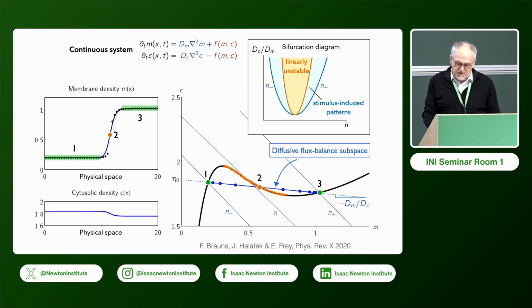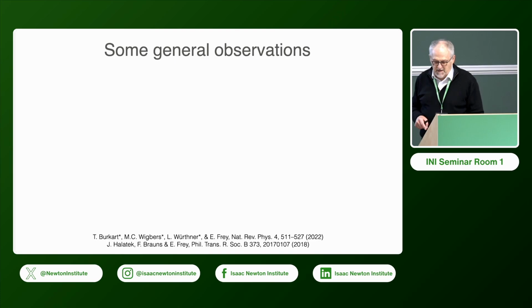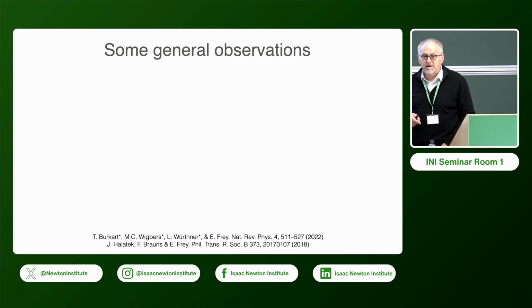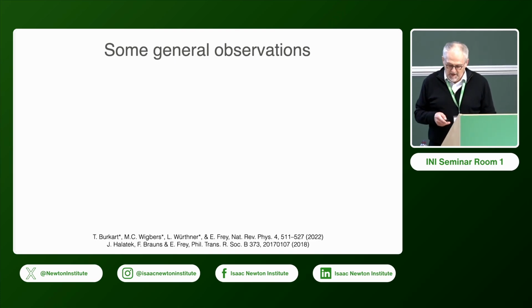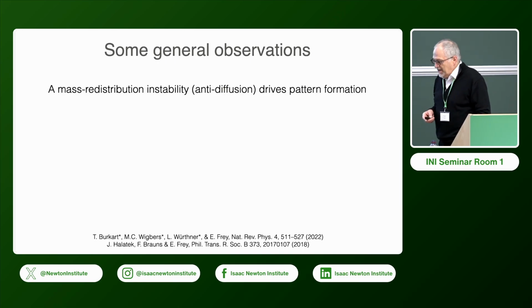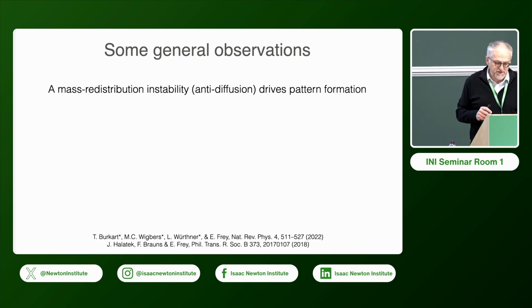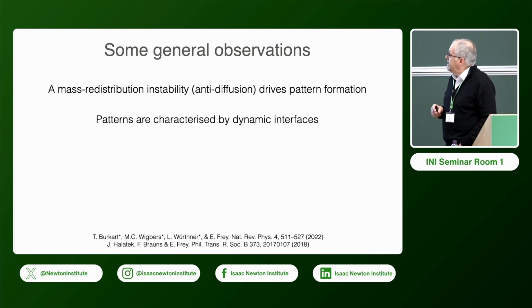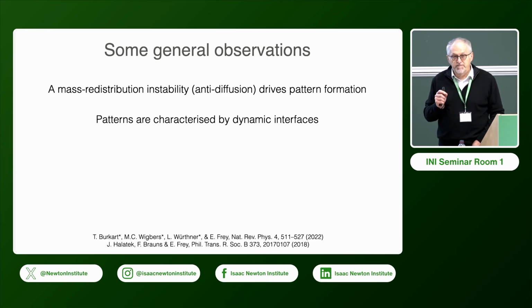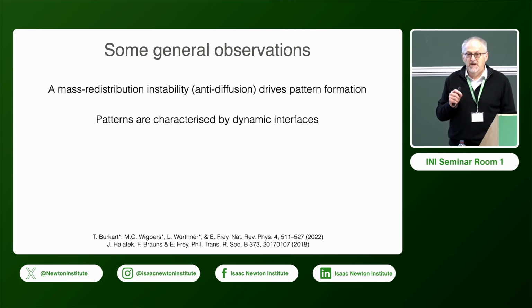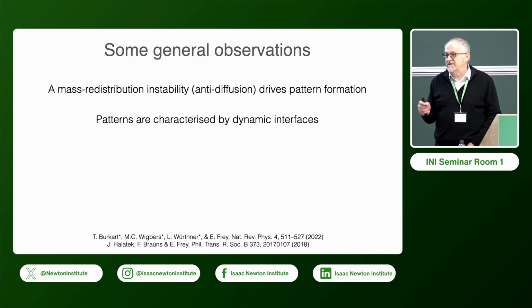All right, so that's a short story about the simplest system you can think of. And now let's go further, but before, I'll make some general observations. So one observation is that you do have this negative diffusion, so anti-diffusion, which drives pattern formation. That's a key point. The patterns are characterized by interfaces. So it might be worthwhile, and that's what I'm going to do next, to study what these interfaces do and what their properties actually are.